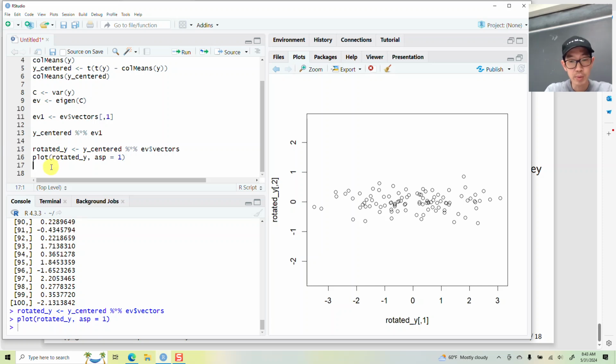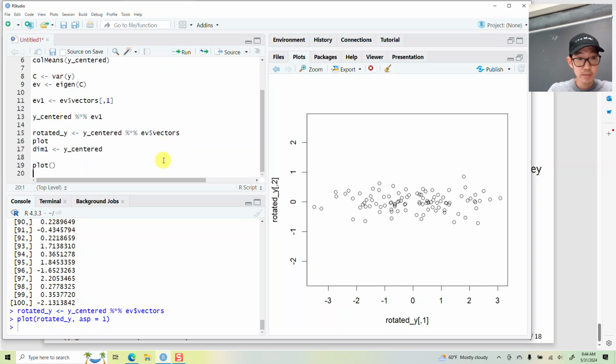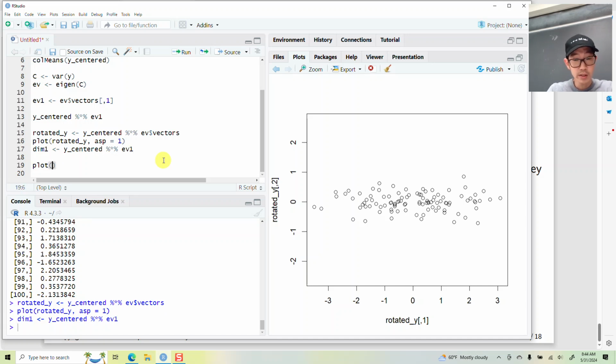Okay, so if I do a plot of just dimension 1, which will be y-centered times our first eigenvector, I can plot EV1 and repeat 0 100 times.